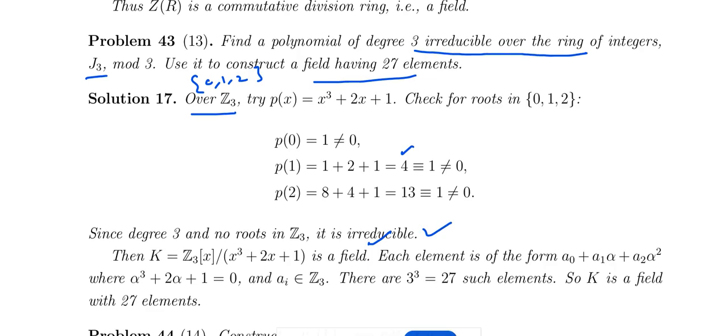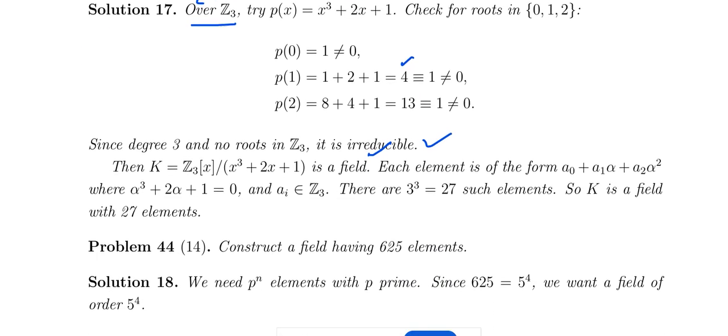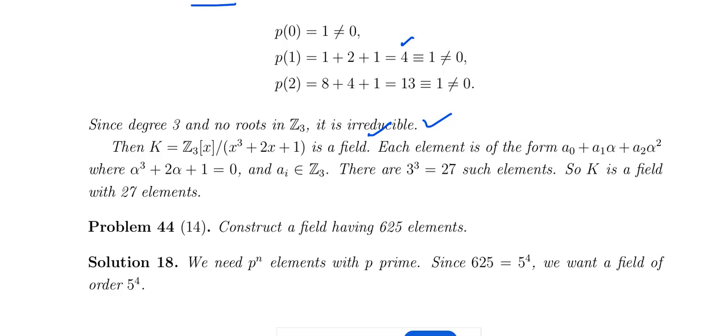Another field. So each element will be of the form a0 plus a1 alpha plus a2 alpha square, where alpha cube plus 2 alpha plus 1 equals 0, and ai belongs to Z3. So how many elements in total? Since the degree is 3, 3 cube over the field Z3, that is 3 cube equals 27 such elements. So K is a field with 27 elements.